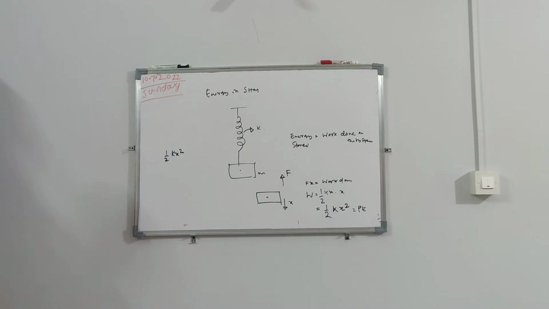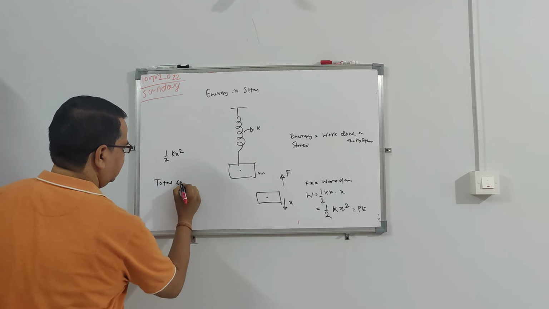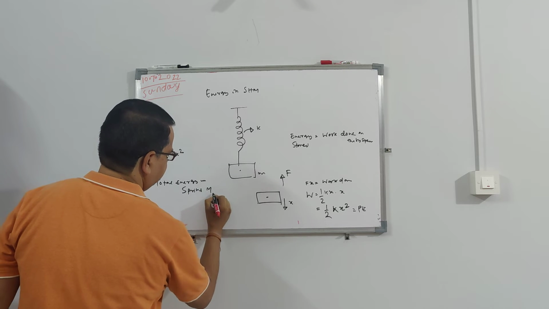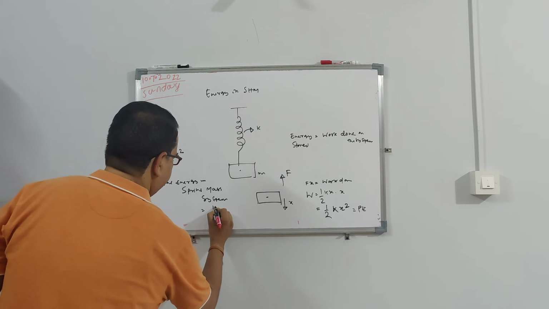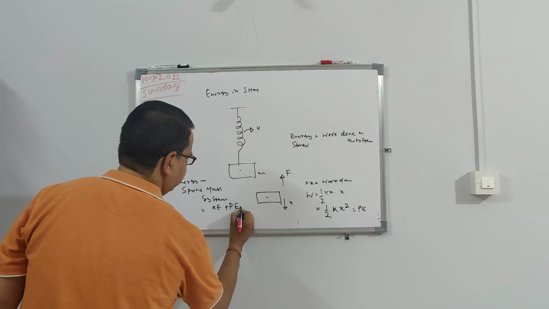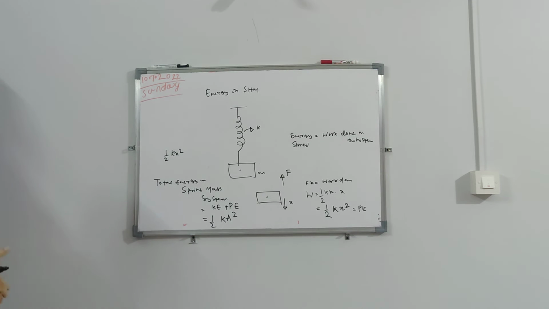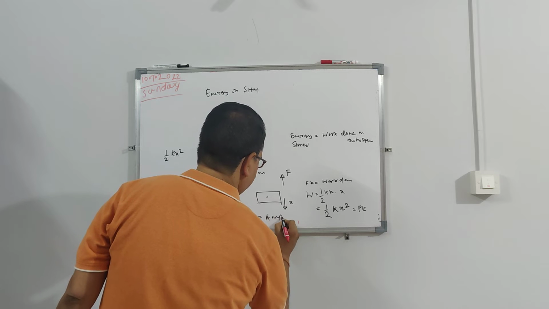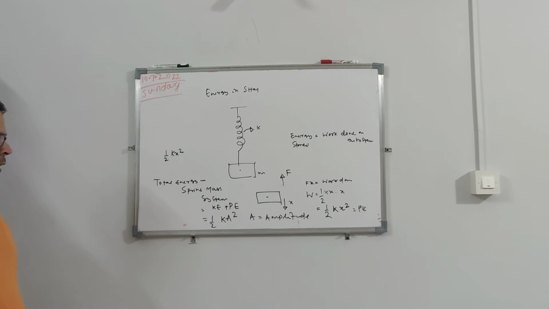But the total energy in a spring mass system is equal to kinetic energy plus potential energy, and the total energy is nothing but half kA square. A is nothing but your amplitude.